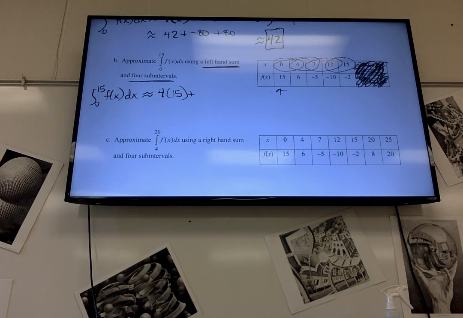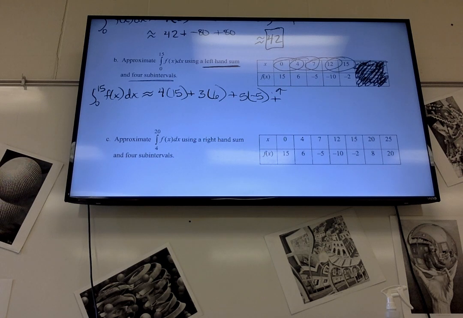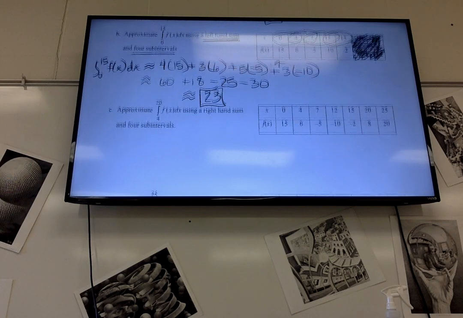Okay, the next one? 3. Yep, from 4 to 7 is 3. And 6, always the left one. Correct. The next one? 5. 5 and -5. And the last one? 3 and -10. Very good. Wow. And that is 23. According to my notes, hopefully it's right. Feel free to double check it.